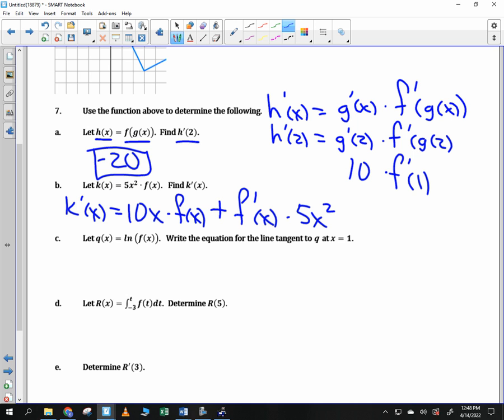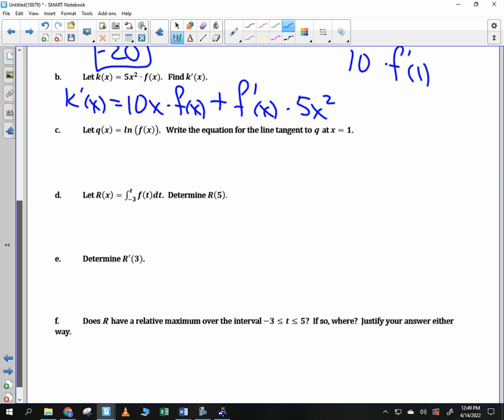If they wanted you to plug in a value, say it was 1, then we could just plug in 1 for x and evaluate it there. Okay? All good? Not too bad. Let q of x be the natural log of f of x. Write the equation for the line tangent to q at x is equal to 1. Okay? We start with the basics.